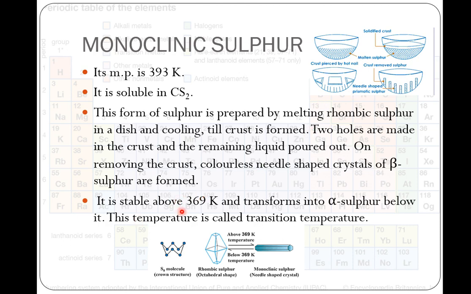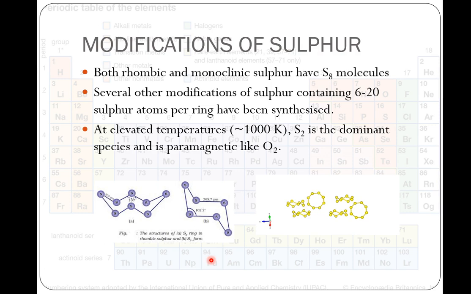It is stable above 369 Kelvin and transforms into alpha sulfur below this temperature. So this temperature is called transition temperature. So you can see here rhombic sulfur above 369 Kelvin will change into monoclinic sulfur, and monoclinic below 369 Kelvin will change into rhombic sulfur. Both rhombic and monoclinic have S8 molecules. Look, this is the structure of S8 molecule.